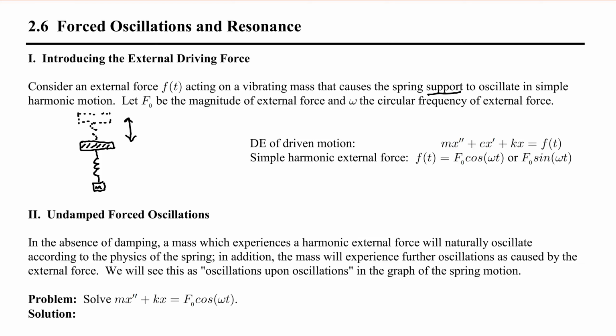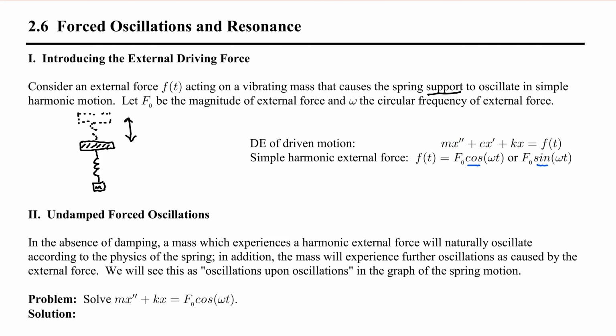Let F naught be the magnitude of the external force and omega the circular frequency of the external force. Now don't let that word circular affect the way you think about the problem. Circular frequency simply means it is associated with a harmonic oscillator, so the external forcing function will be modeled by a sine or a cosine wave. The coefficient of the argument will be omega. That's what we're referring to as the circular frequency, or the number of times per minute that base is going to oscillate up and down.